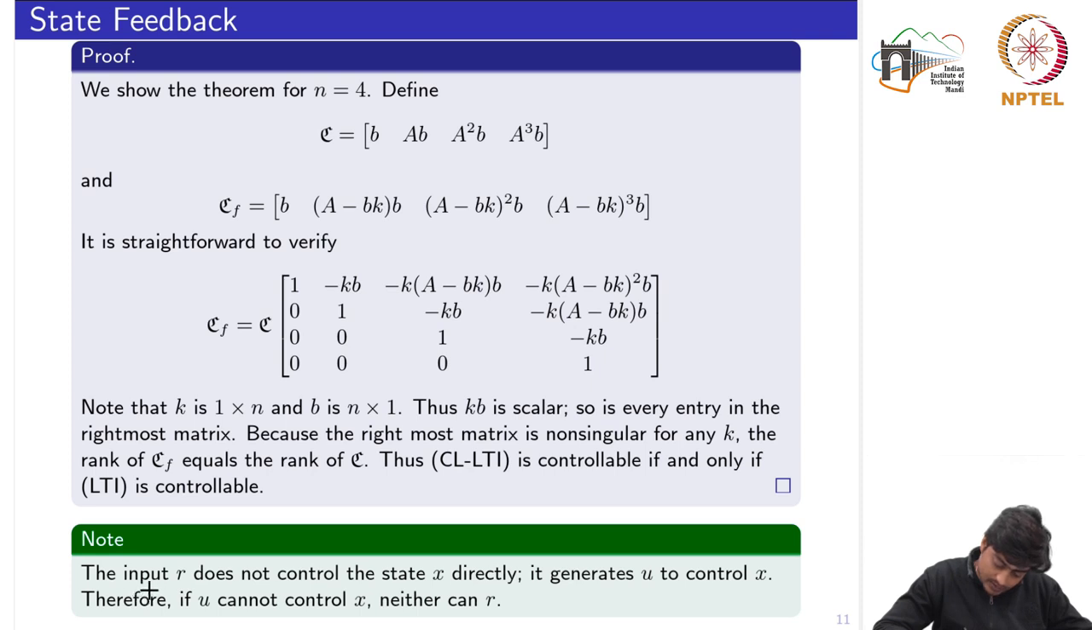This recalls the same thing we have discussed previously, that the input R does not control the state X directly, but it generates U to control X. Therefore, if U cannot control X, neither can R. So this is another way of visualizing that important result.